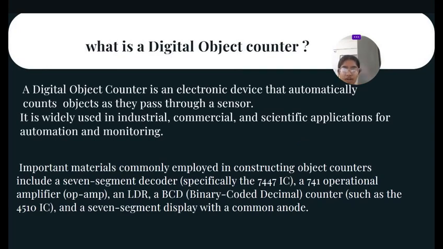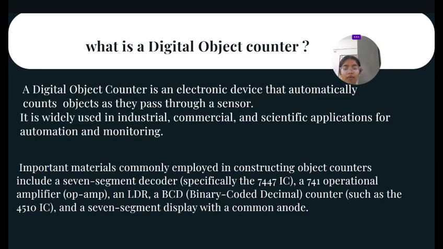What is the digital object counter? A digital object counter is an electronic device that automatically counts objects as they pass through a sensor. It is widely used in industrial, commercial, and scientific applications for monitoring and automation.